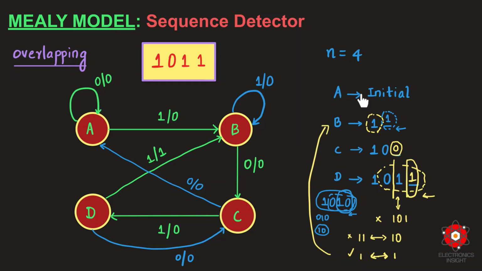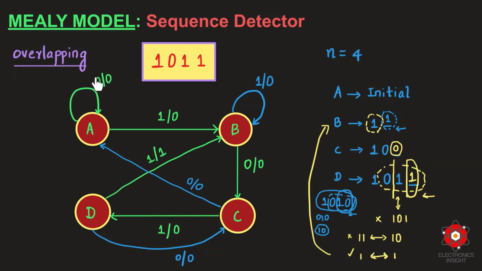Initially, I start with A, which is the first state. I've already told you that the binary number in front of the slash symbol is nothing but your input, and after that is your output. So for the initial state, I assume that my input is 0 and the output is also 0. Therefore, I stay at the same state, which is the current state A.